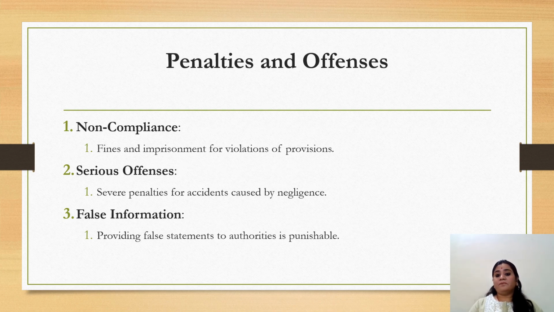There are various penalties and offences. The first one is non-compliance. Penalties include fines and imprisonment for failure to meet the Act's requirements. There are serious offences, where penalties are enhanced for workplace accidents caused by negligence. Fines also apply for providing false or incorrect information to authorities.